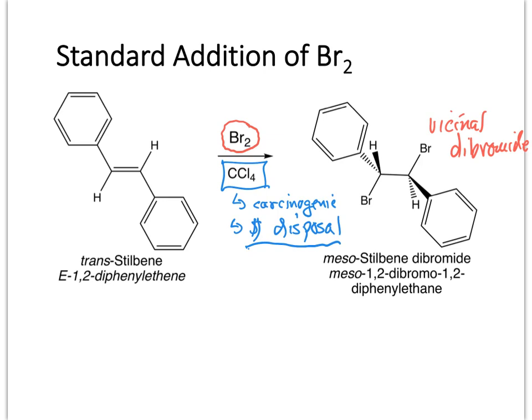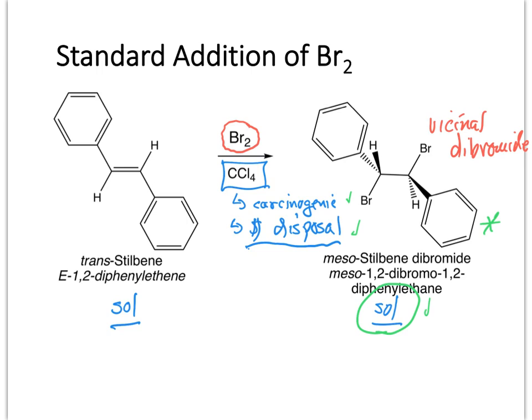A third problem with carbon tetrachloride is that both reactant and product are soluble in carbon tetrachloride. Now that doesn't seem like a problem, but we want to take this product and use it for something else, and so we need to be able to easily recover it. And since the product is soluble in carbon tetrachloride, it's going to make it difficult to recover that product. And so we'd like to use a solvent that avoids a number of these problems.